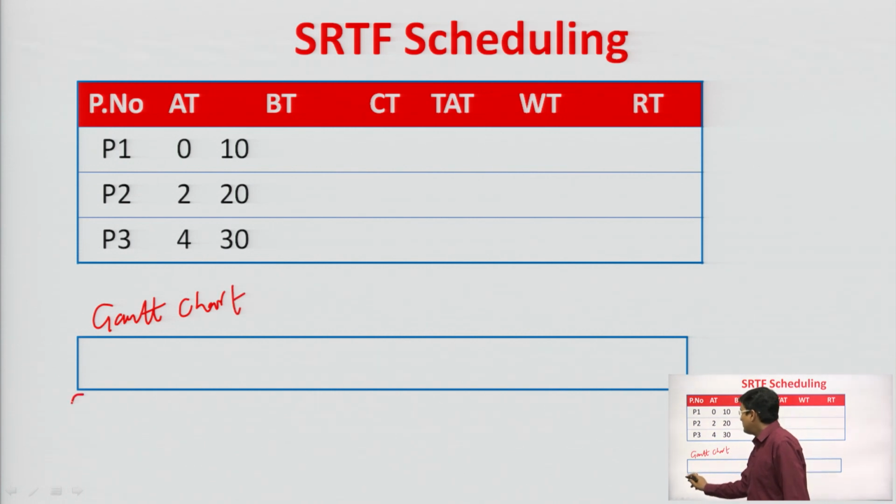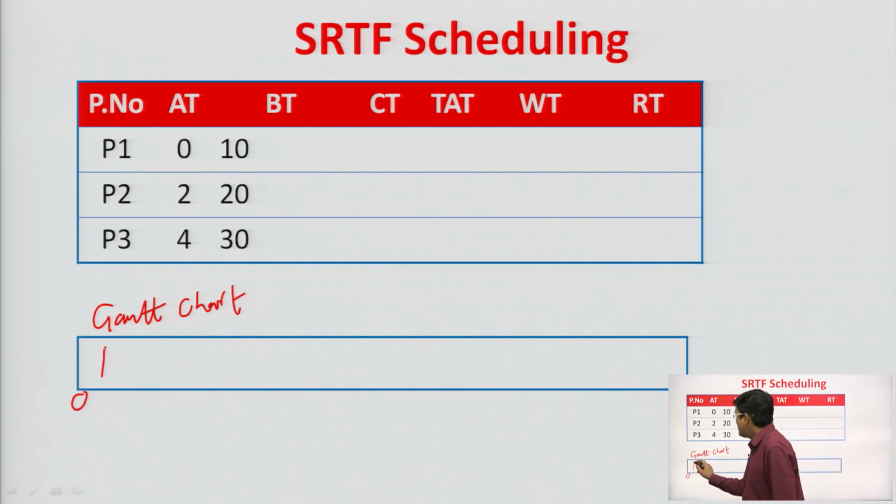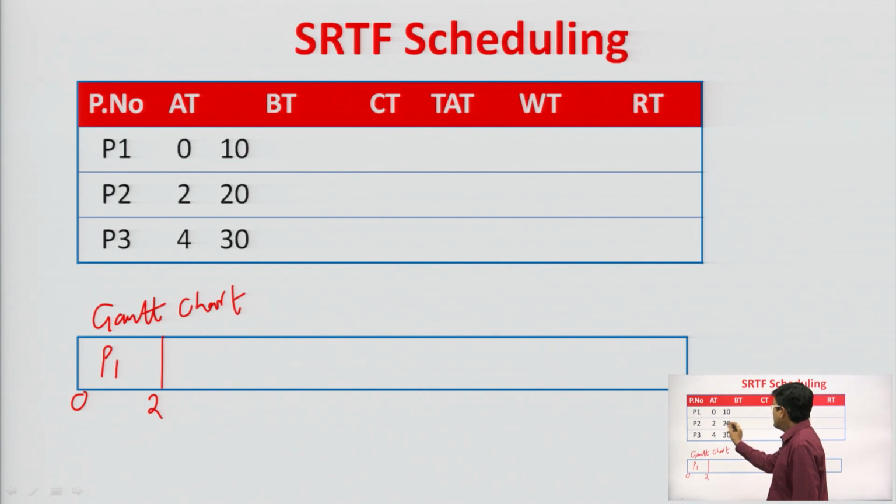At time 0, only one process is appearing, that is P1. So, let us allocate the CPU to P1. At time 2, another process comes, which is P2. So, we have run this process P1 for 2 units of time, so the remaining burst time of P1 will be 8.